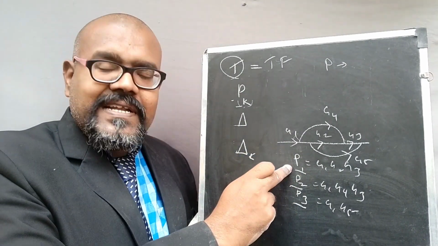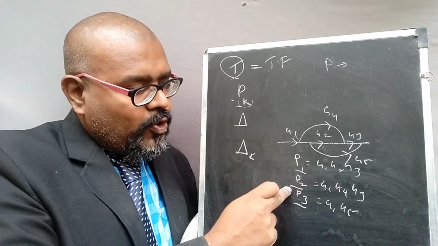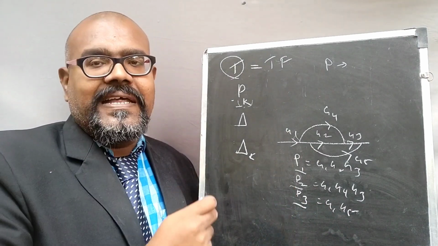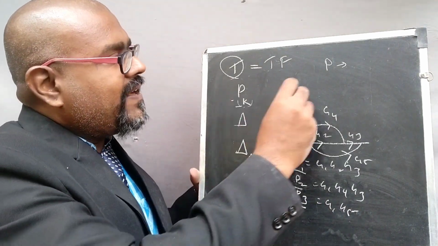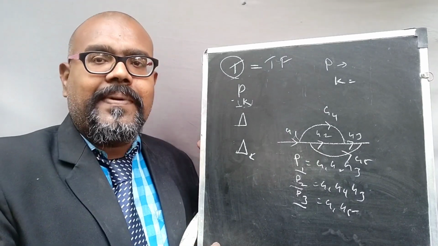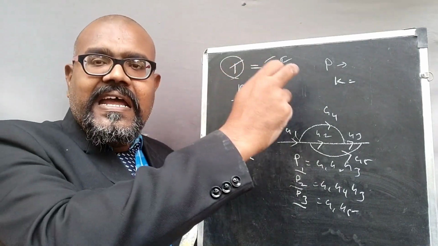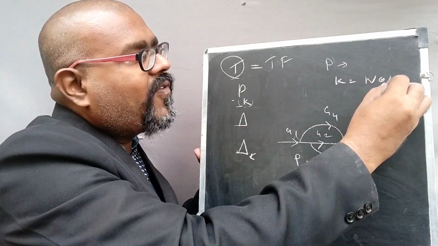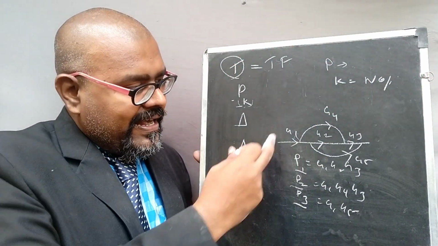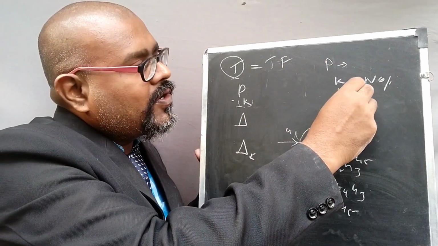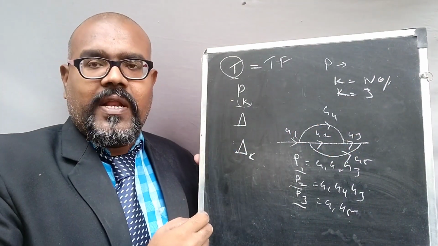P1 represents the first forward path gain. P2 represents the second forward path gain. P3 represents the third forward path gain. The individual K also has some representation. The individual K, with no suffix, represents the total number of forward paths. Here 3 forward paths are there, so K is equal to 3. This also you need to remember.